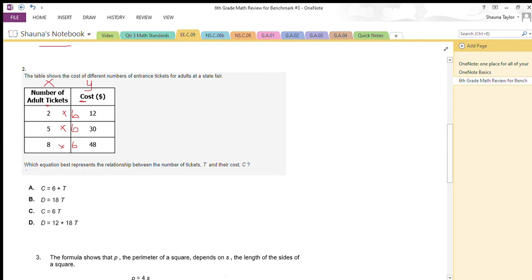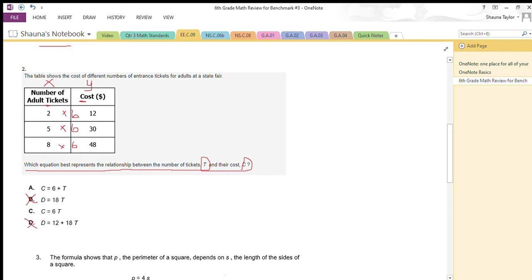So the question says, which equation best represents the relationship between the number of tickets T and their cost C? So I only want the letters T and C. So that kind of helps me out with getting rid of some of my choices here. So I need the letters T and C, so I do not need D. So I'm going to cross out the D here and the D here. So now I have either A or C as my answer.